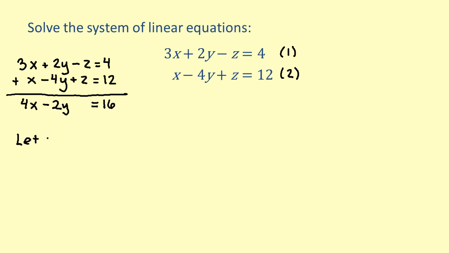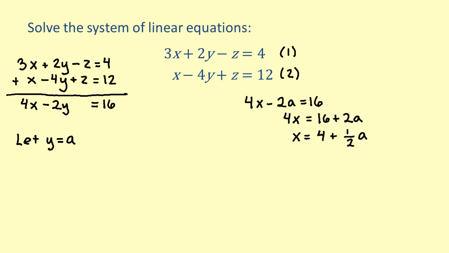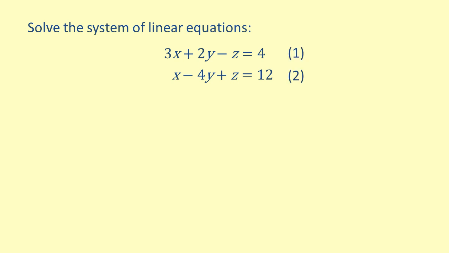Let y equal a, where a can be any real number. Now we can solve for x in terms of a. So we have 4x minus 2a equals 16. Add 2a to both sides to get 4x equals 16 plus 2a. Solving for x, we get 4 plus 1/2 a. Now that we've found x and y, we can find z. So far, we have x equals 4 plus 1/2 a and y equals a.